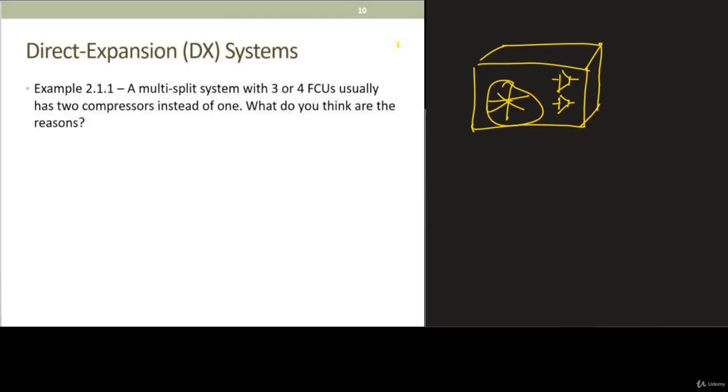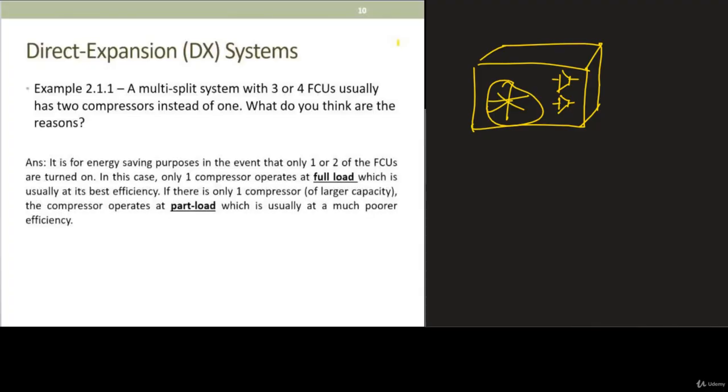The main reason is, let's say you have only one compressor and you are operating at part load. Let's say you are only operating 1 bedroom; the rest of the bedrooms and the living room, you are not switching on the air conditioning system. That is what we call part load. You may only need 25% of the total capacity of your condensing unit. So if you only have one compressor, it's running at maybe 25%.